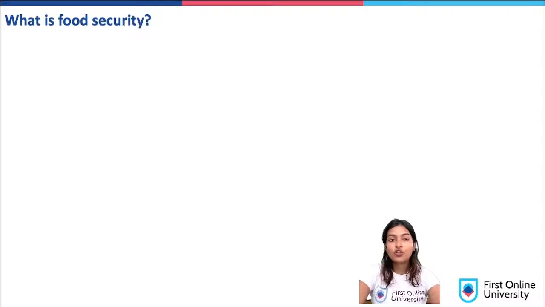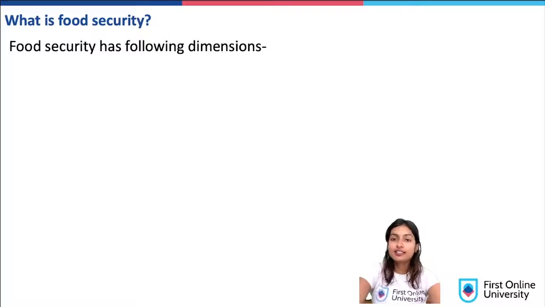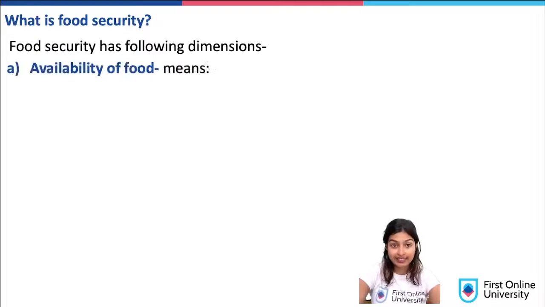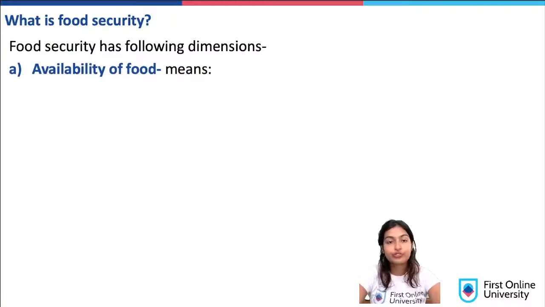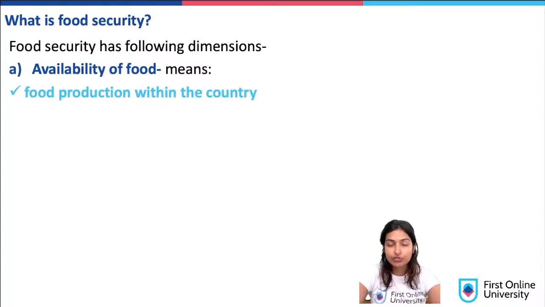So let's head on to what exactly is food security. Like I mentioned, it is the component of 3 A's. You have availability of food. So what exactly is availability of food? You are producing the kind of food within the country that we as citizens and people in the country will be able to consume for our daily living.